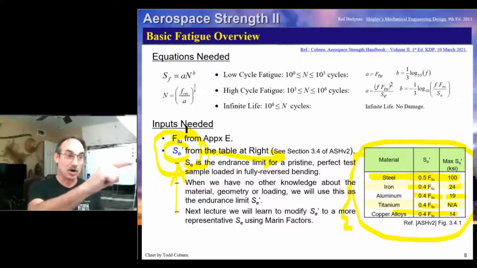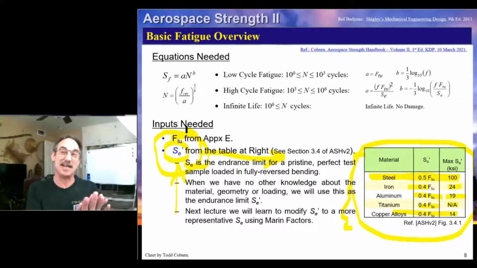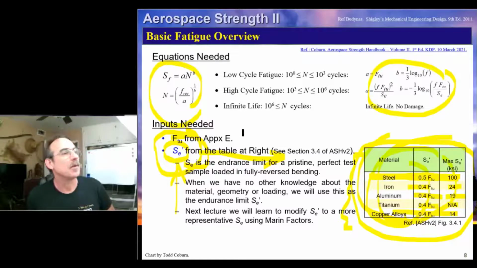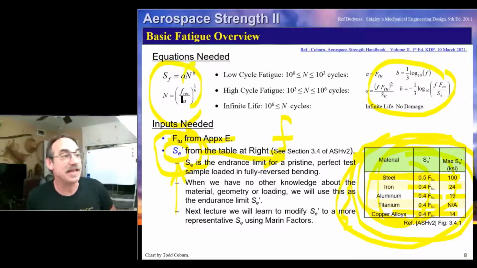But for this homework, we're assuming S of E prime is S of E because we don't know any different yet. But you need to be able to use this equation to evaluate S of E prime for any of the materials. So these are our equations. These are our coefficients. We're going to use FTU to estimate F. We're also going to use it to get S of E prime. And then we're going to use these to go from a fully reversed stress level to an allowable, or from a number of cycles that we need to an endurance.